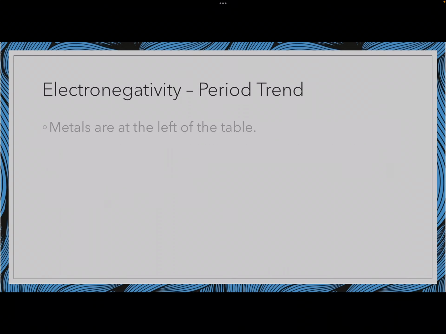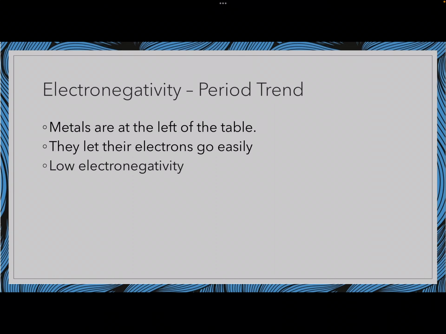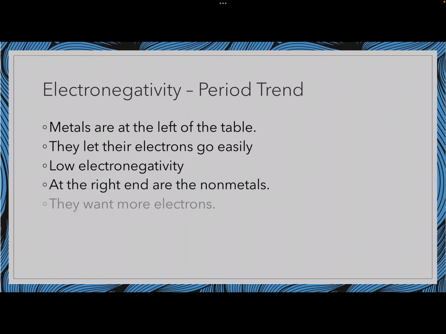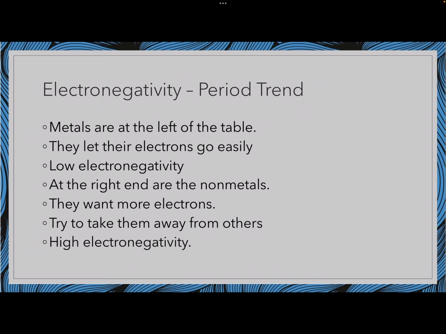Now for the period trend, metals are at the left of the table. They let their electrons go quite easily, so they're more electropositive, and they have low electronegativity. At the right side of the periodic table, more towards non-metals, they want more electrons. Generally, they're more stable when they have more electrons, close to that octet rule, and they try to take them away from others. So they basically have a high electronegativity.